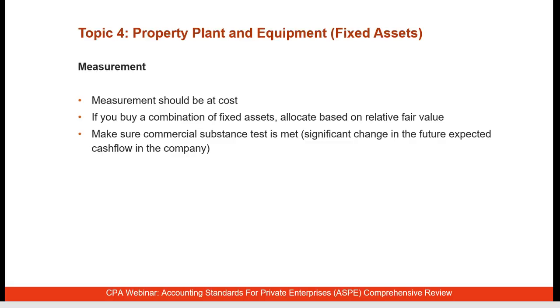If you buy a combination of fixed assets, you allocate based on the relative fair value. The relative fair value means if you buy a couple of assets and there's a fair value measure on them, let's say by an evaluator, or maybe on an actively traded market, then you know what those fair values are. But maybe you bought them at a significant discount. You take the fair value of each fixed asset, weight it, and then apply that weight onto the basket price that you bought your assets at. Make sure this commercial substance test is met: a significant change in the future expected cash flow in the company. The way you can also think of PP&E is it should generally be revenue producing. Like if you have a residential building and you are renting it out, it's a revenue producing property, right?